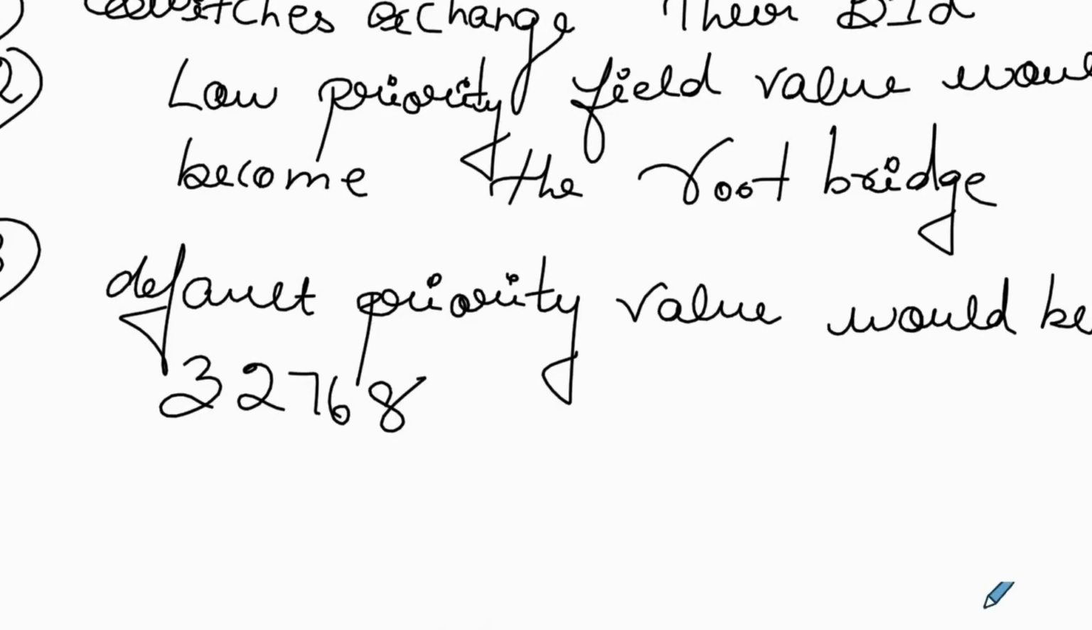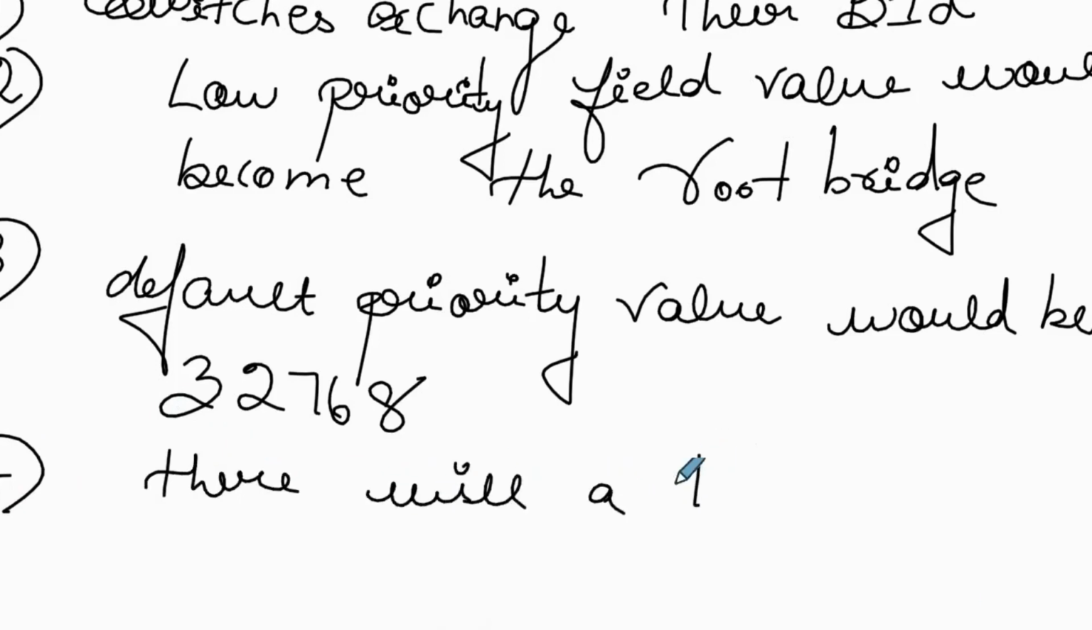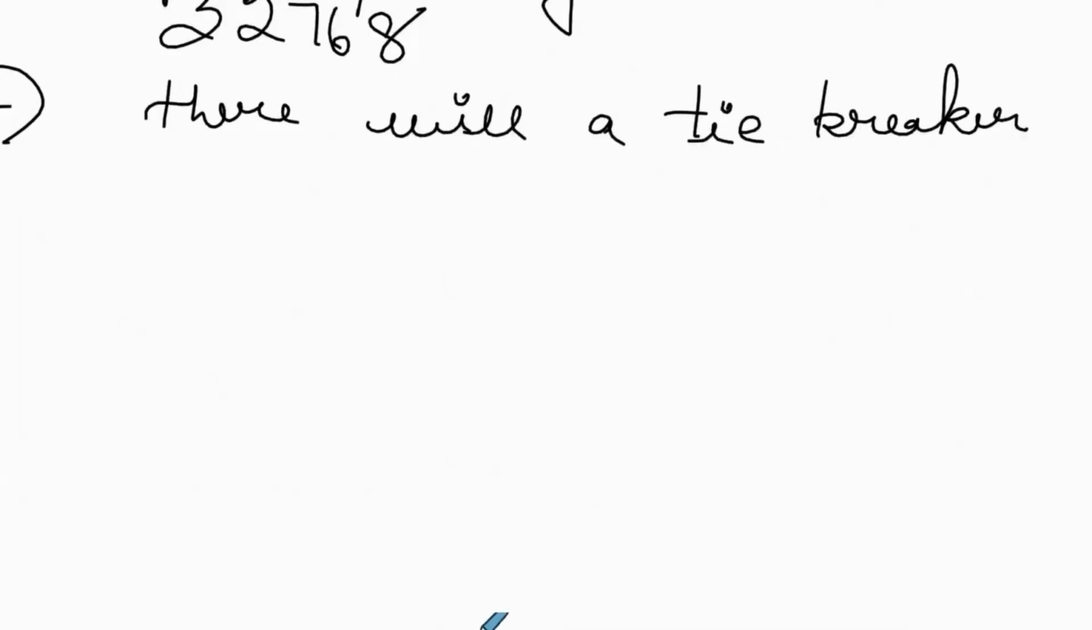So there will be a tiebreaker. Switch A is elected as it has the lowest MAC address. Now we can see the clear root bridge election.